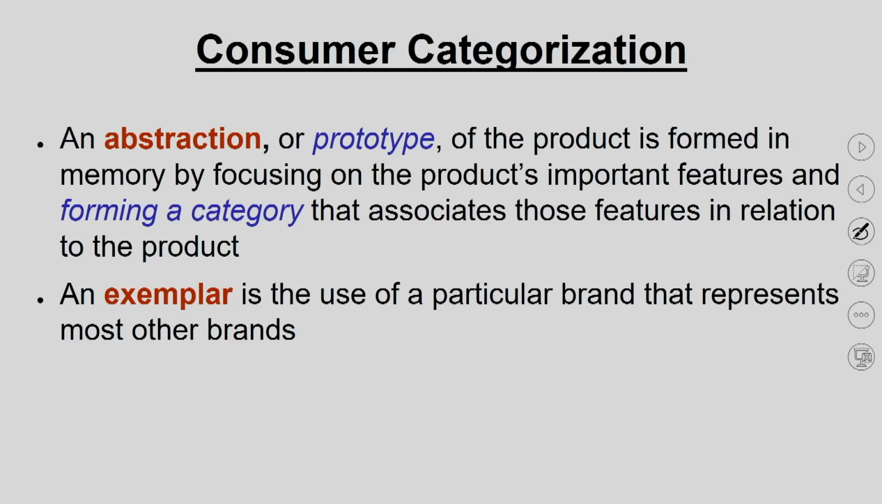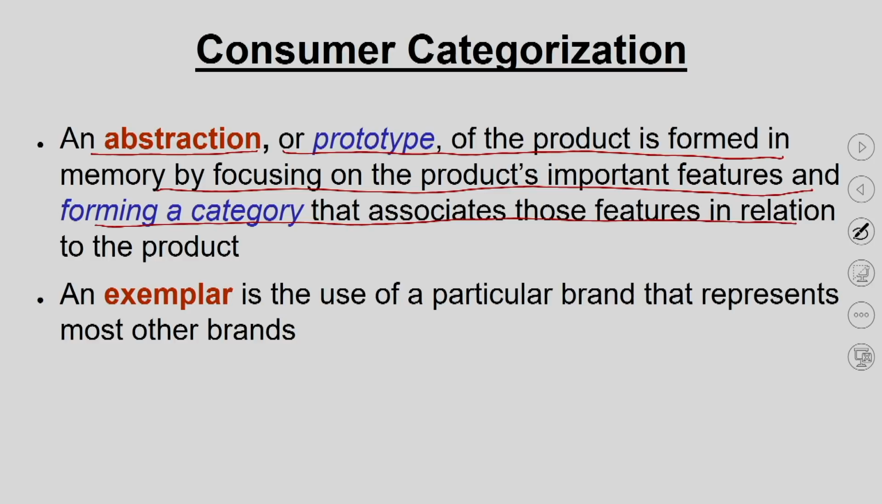So there are 2 more ways of categorization which are possible. One is called abstraction, where an abstraction or a prototype of the product is formed in memory by focusing on the product's important features and forming a category that associates to those features. So another way of categorization can be done by abstraction or prototype.